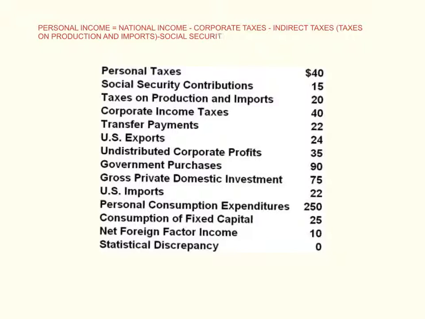We're also going to take out Social Security tax, also called Social Security contributions. These are taxes that we have to pay, right? And we're also going to take out retained earnings. Retained earnings can also be called, notice it's called here, undistributed corporate profits. I can't spell undistributed. Sorry about that.